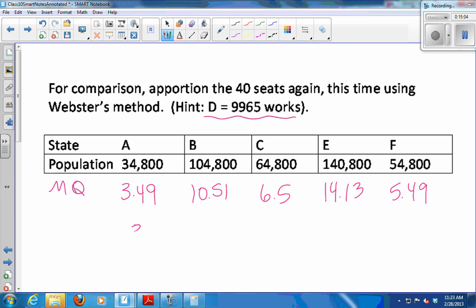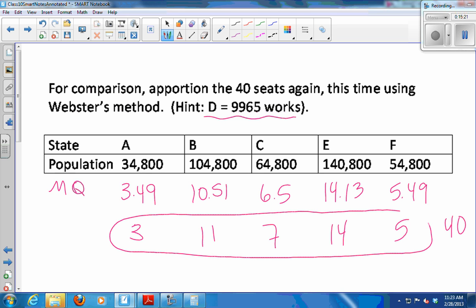So this is going to be 3, 11, 7, 14, and 5. Standard rounding. 0.5 and above, round up. Below 0.5, round down. You add those together and you get 40. So 3, 11, 7, 14, 5.